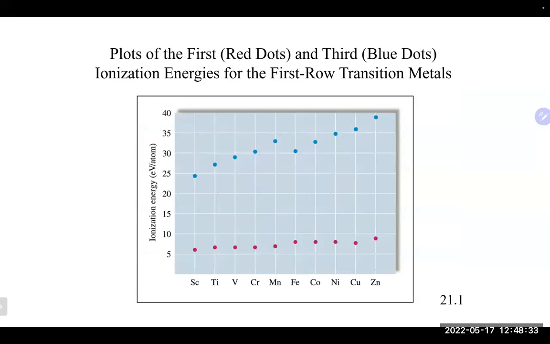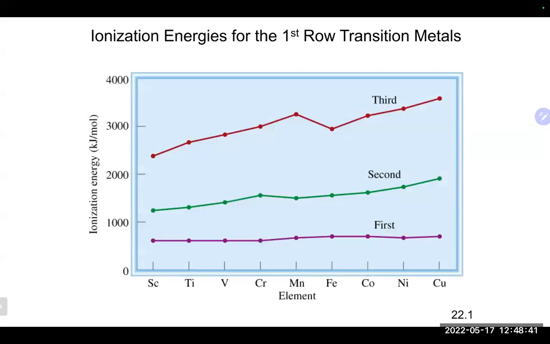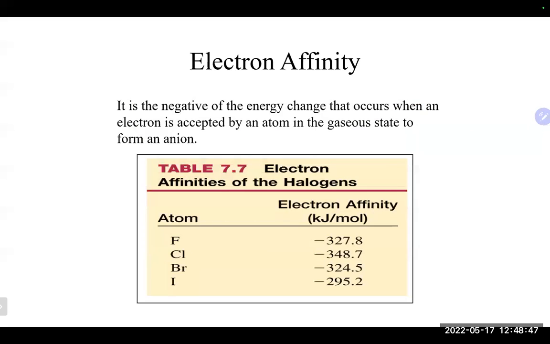And here's our ionization comparison of first to third. And we see first much lower than the third. Here's all three of them, in case you missed the second ionization energy and wanted to see it on the graph as well. Electron affinity is another trend that maybe you talked about.